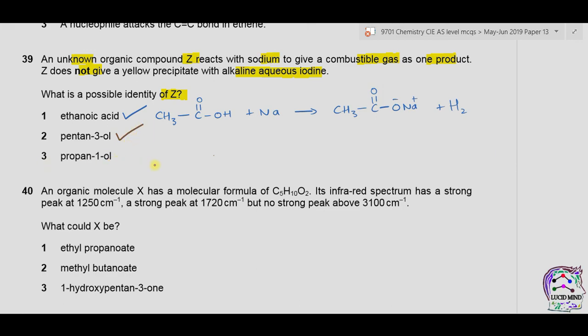3 is propan-1-ol. Now in propan-1-ol, the alcohol is attached on the first carbon while we have 3 carbon atoms in total. Again, it will react with sodium to form sodium alkoxide, along with the formation of hydrogen gas. Again, we can see that the carbon attached to OH has an ethyl group attached, so it will not give a yellow precipitate with alkaline aqueous iodine. So 3 is also correct. As all 3 options are correct, the answer is therefore A.